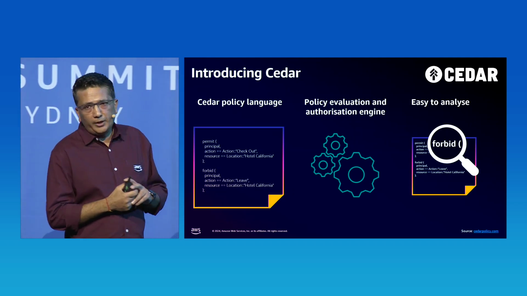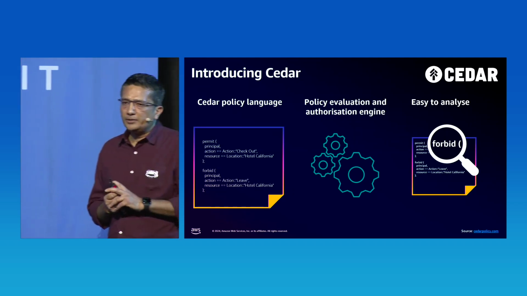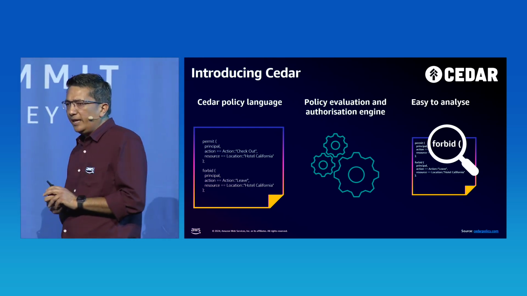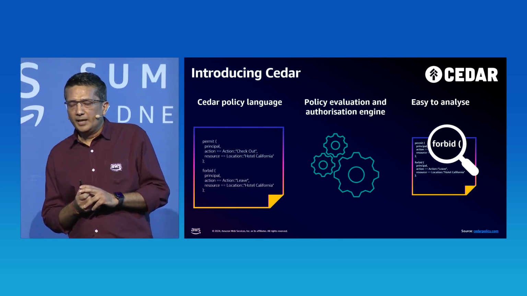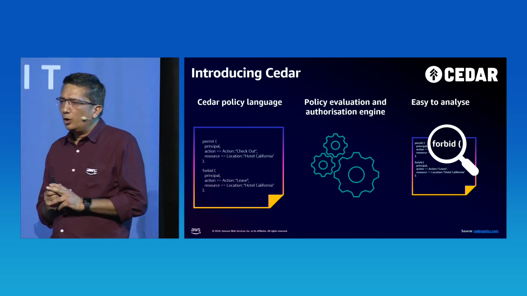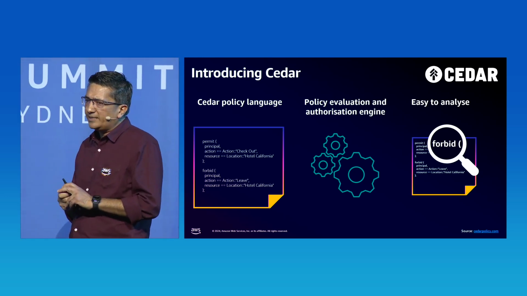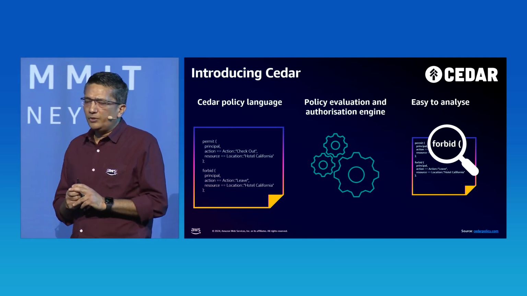At the core of Verified Permissions is Cedar. It's an open source project from AWS. It's a domain-specific language explicitly for authorization and a policy evaluation engine. Cedar is a simple yet expressive language, purpose-built for common authorization use cases such as role-based access control, commonly known as RBAC, and attribute-based access control, which is ABAC.